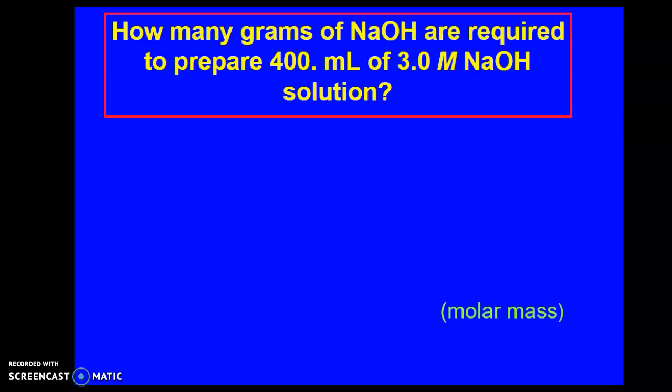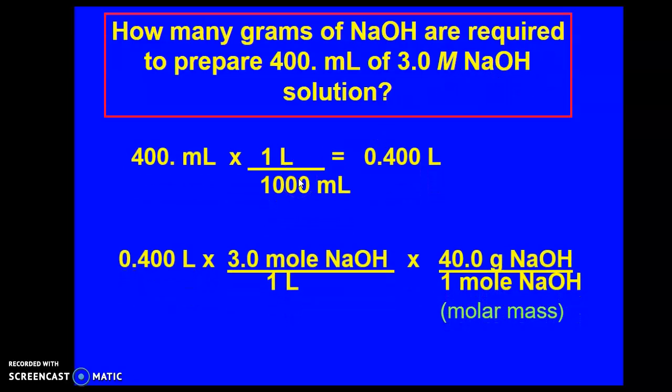Alright, how many grams of sodium hydroxide are required to prepare 400 ml of 3 molar solution? Sodium hydroxide solution. So in this case, you do the same way we did it. Convert 400 ml to liters, and do that, and you get your final answer as 40 grams.